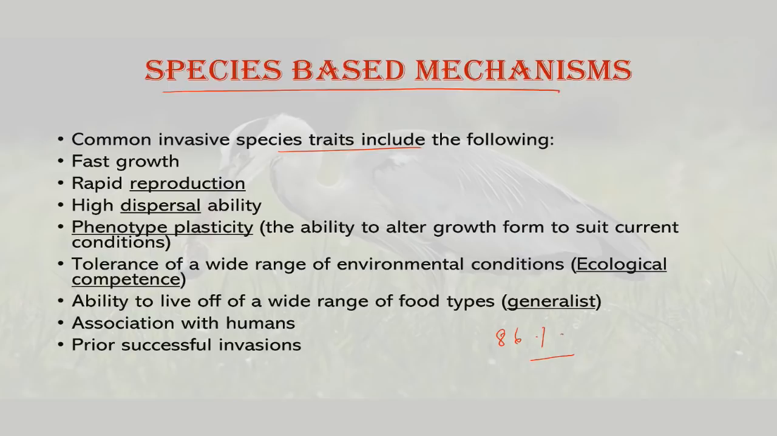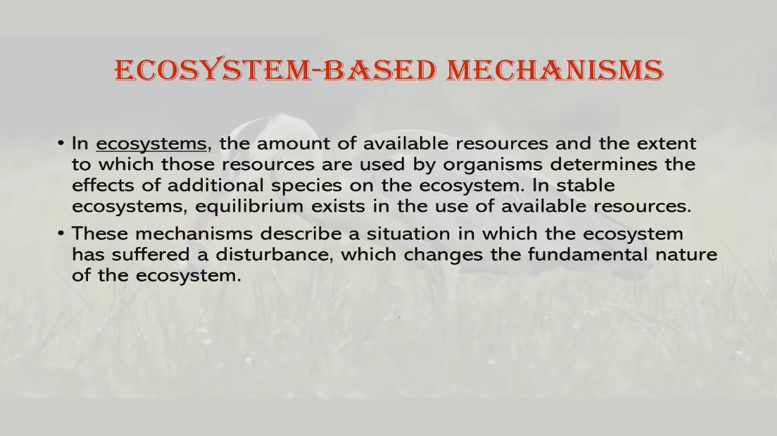So common invasive species traits include the following: fast growth, rapid reproduction, high dispersal ability, phenotypic plasticity, the ability to alter growth to suit the current conditions, tolerance of a wide range of environmental conditions, ability to live off a wide range of food types, association with humans, and prior successful invasions. So these invasive species might alter their environment by releasing chemical compounds, modifying abiotic factors, or affecting the behavior of herbivores. Now, another cause is ecosystem-based mechanisms.